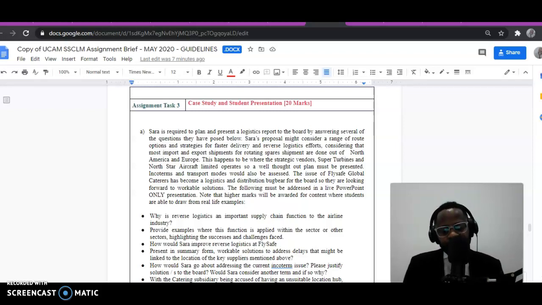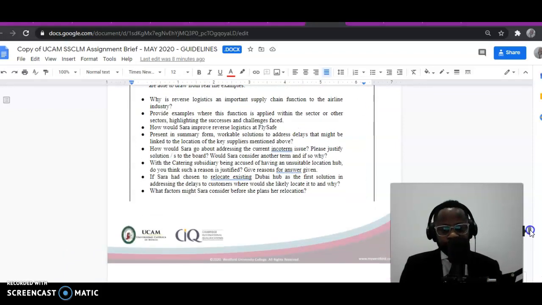Sarah needs to address it. So please justify your solution. Justify it, right? Why did you opt for that particular solution? Would Sarah consider another Incoterm? Tell us. Or would you consider another Incoterm? Or should you? That's all up to you. So there's no right or wrong answer per se, right? These questions are very open, once you give your reason or reasons for the answers given. And now we move on to the other point.